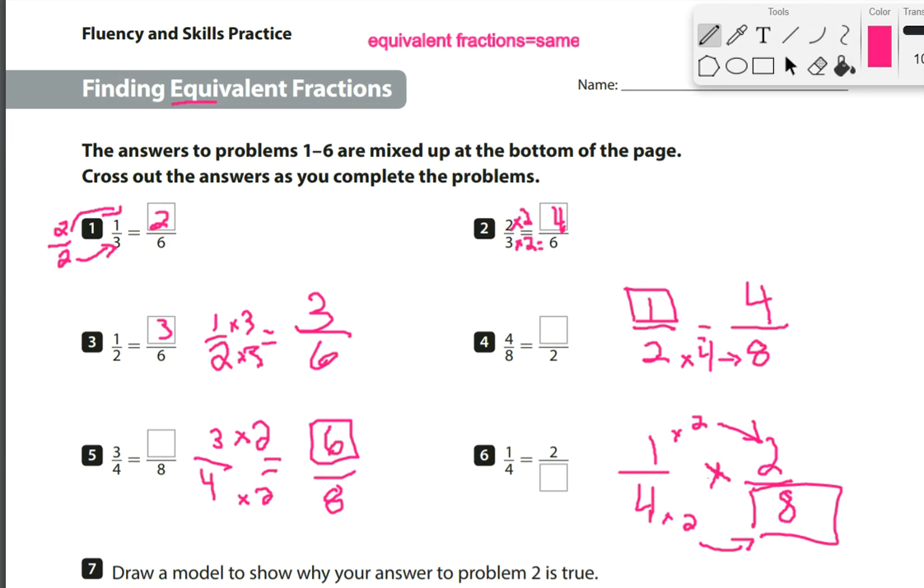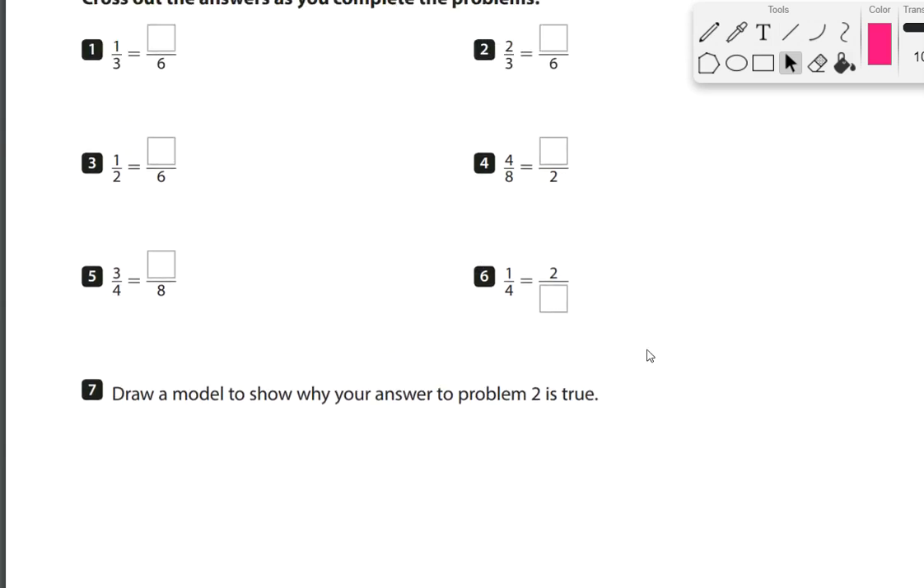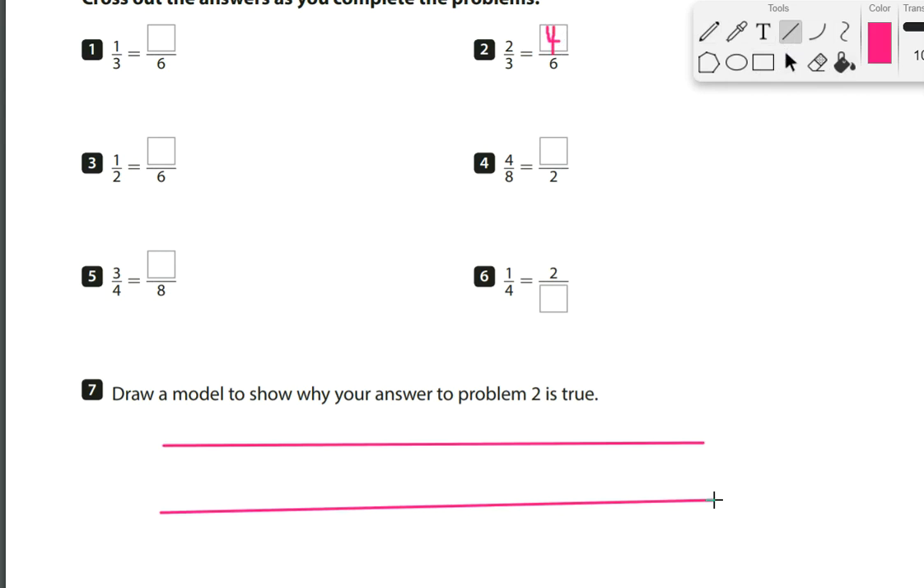Okay, I'm going to have to do a little bit of erasing. And then we're going to have to come down to number 7 and 8. It says, draw a model to explain why your answer to problem 2 is true. So our answer to problem 2 was 4/6. 2/3 is equal to 4/6. I'm going to model this by drawing a number line. So here I have 2 lines, reasonably straight. They are about the same.